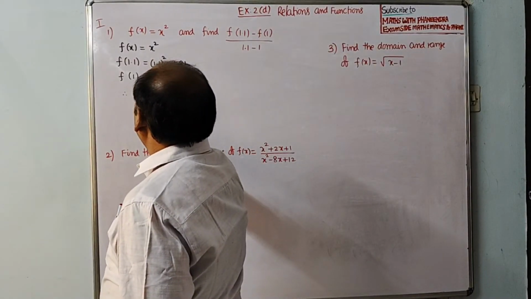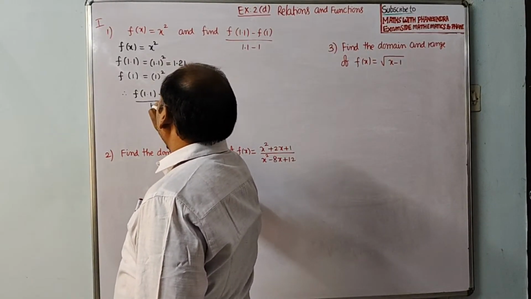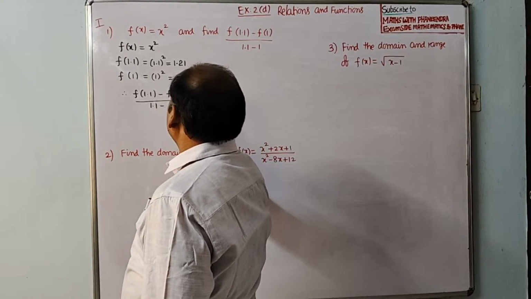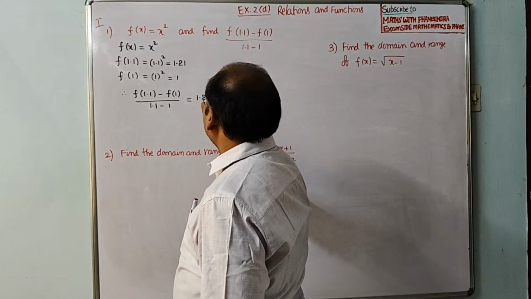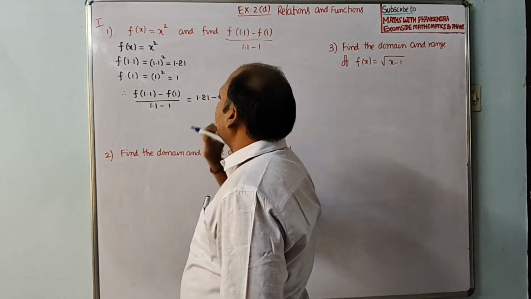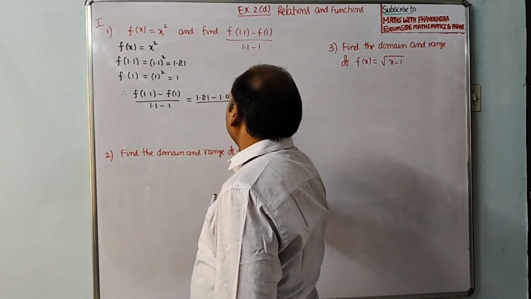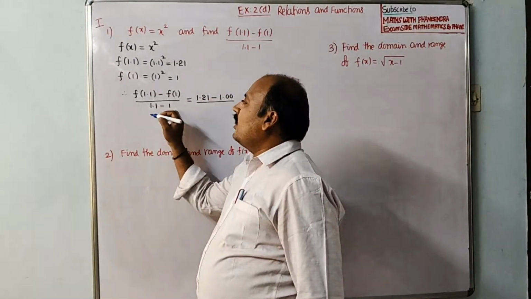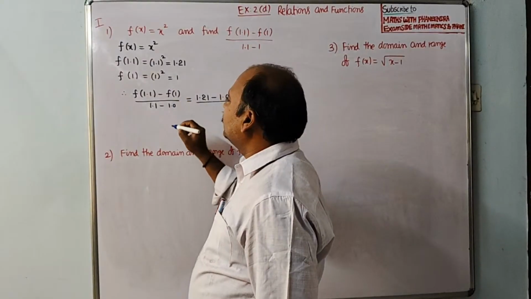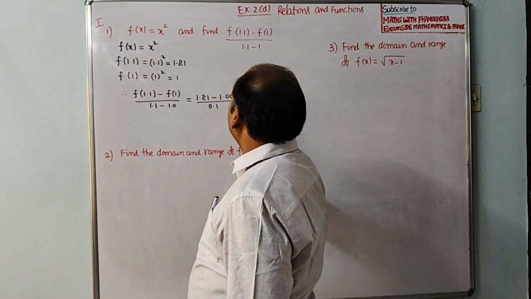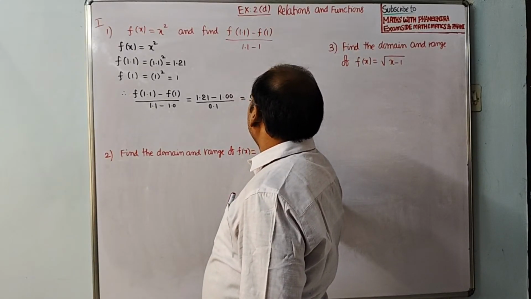Therefore f of 1.1 minus f of 1 divided by 1.1 minus 1. The f of 1.1 value is 1.21 minus the f of 1 value, which is 1. For convenience of writing, 1 means 1.00. And 1.1 minus 1 means 1.1 minus 1.0, so 0.1. So this is equal to 0.21 divided by 0.1.